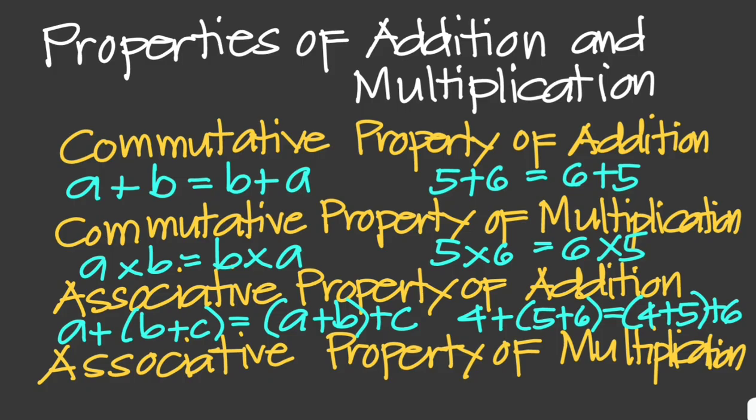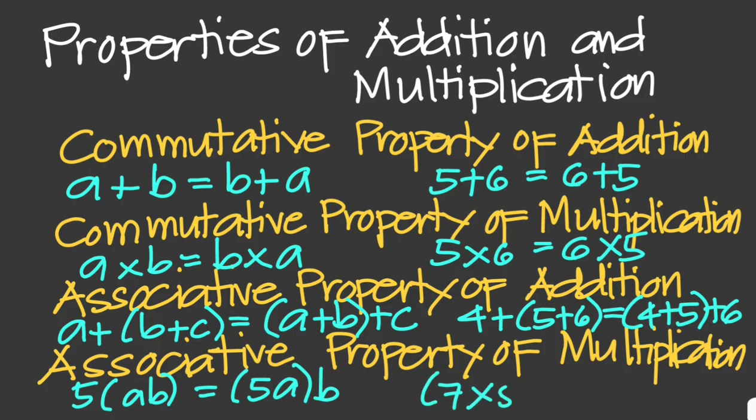When multiplying 3 or more factors, the grouping of the factors does not affect the product. Let's say we're given 5 times AB. This is just equivalent to 5A times B. Or say for example, we're given 7 times 8 times 9, which is equal to just 7 times 8 times 9.